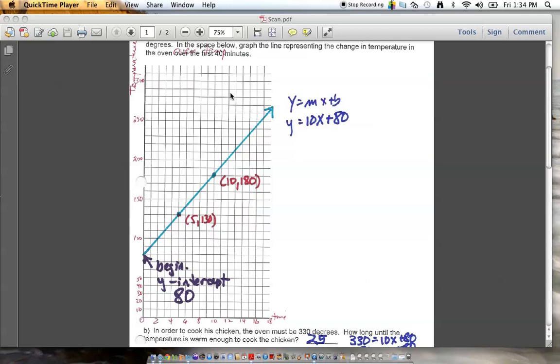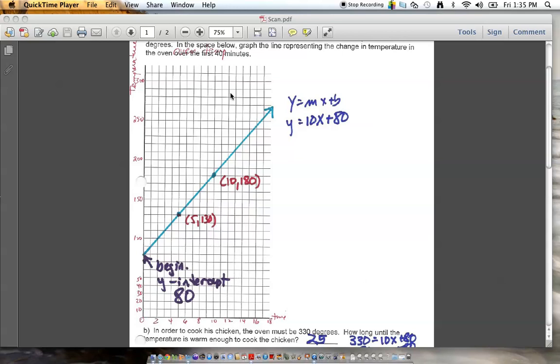Once the dots are connected, you draw your straight line, and this is a very important point here. It answers the last question on the quiz. The last question on the quiz was, what was the temperature when you started to cook the chicken, or heat the oven for the chicken? The bottom line is this blue line comes in and touches the y-axis at 80. So the answer is 80.